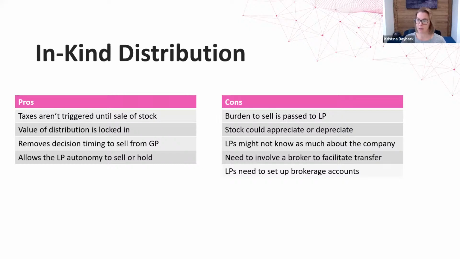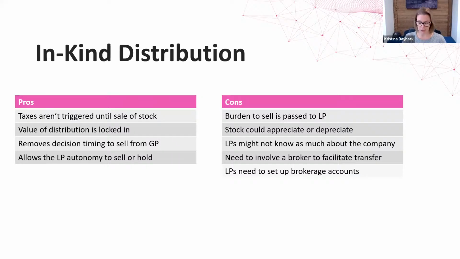The good thing, again, that I mentioned before is that you lock the value of the distribution. The bad thing is if that stock increases in value over time and your LPs haven't sold shares, they're going to get more money for that than you were credited for. The same is true in reverse. If the stock declines, you're locked in as a fund manager, but your LPs are getting less cash than what they got credit for.